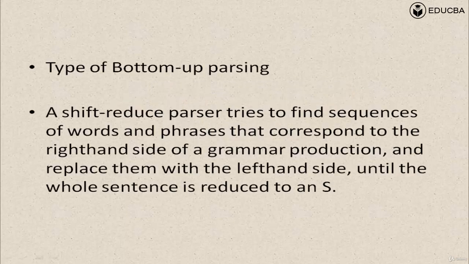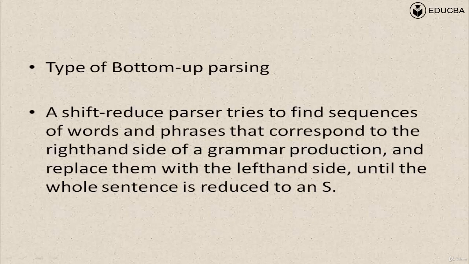So what is the type of that parsing? It is a type of bottom-up parsing. So what does it mean? It means that we are considering a parse tree and we are parsing that tree from bottom to up direction. So basically we are parsing that tree from the leaf to the root of that tree. And it will try to find sequences of words and phrases which correspond to the right hand side of a grammar production and replace them with the left hand side until the whole sentence is reduced to an S.